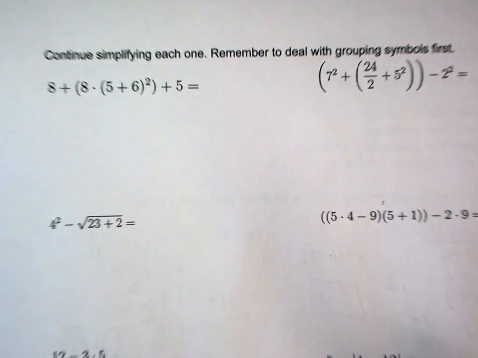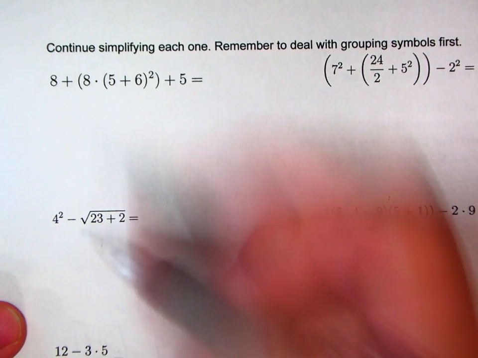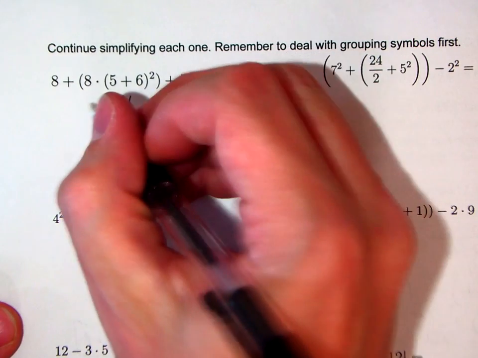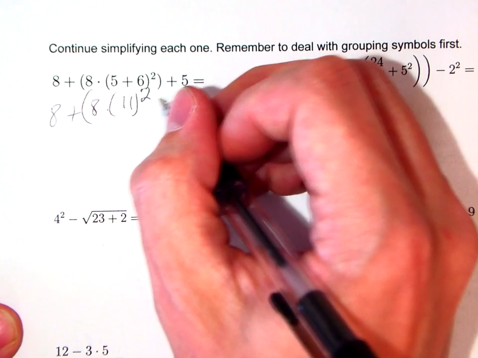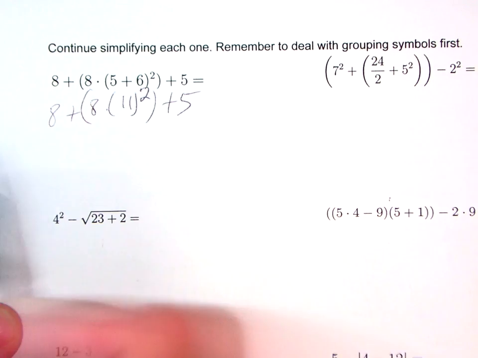Part 2, we're continuing on the back of that same worksheet. We begin with the innermost layer of parentheses. 5 plus 6 is 11. So we have 8 times 11 squared, and we're adding 8 and 5 to it on the outsides.